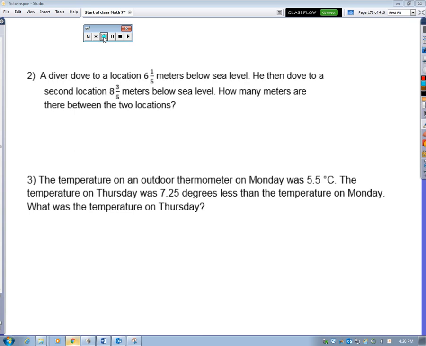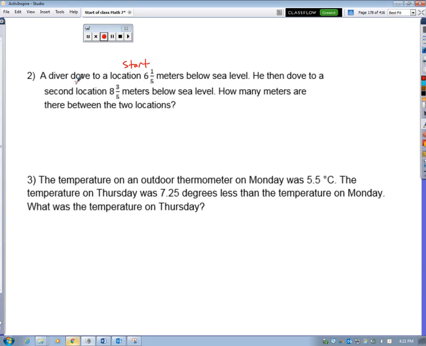Let's take a look at this next one, number 2. A diver dove to a location 6 1/5 meters below sea level. He then dove to a second location 8 3/5 meters below sea level. How many meters are between the two locations? Okay, we have a start and a finish. It says he dove to this. He went here, so he's starting here.